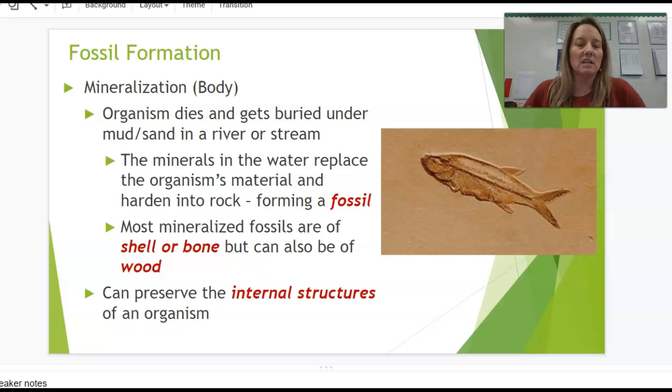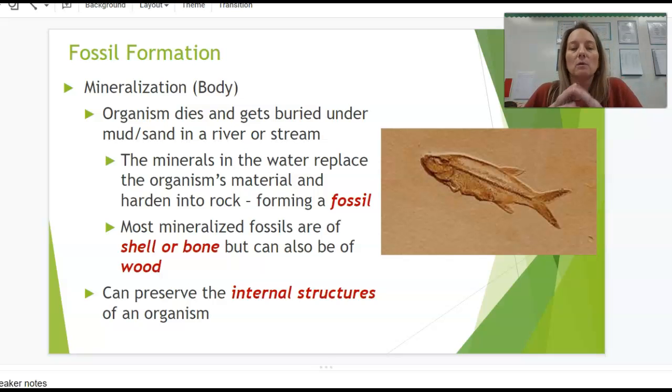The tissues and everything, and the bones and whatnot are... what I'm trying to say, the minerals seep in and help to fossilize or harden those bones and everything into rock. Okay, and that forms a fossil.